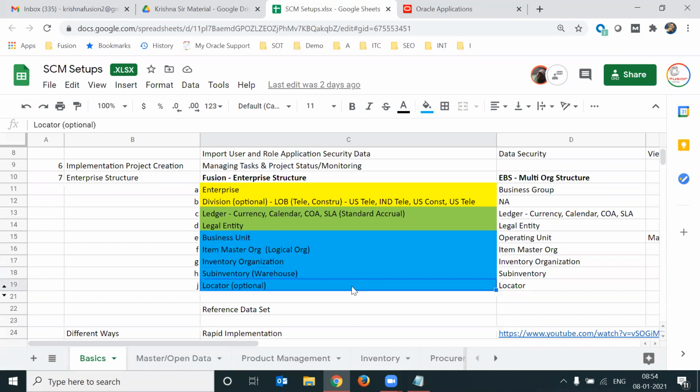So locators is optional. If your warehouse is big, then create locators. Otherwise, if your warehouse is really small, don't create locators. Not required. So locators is optional. Okay.